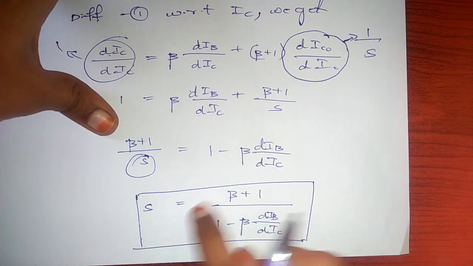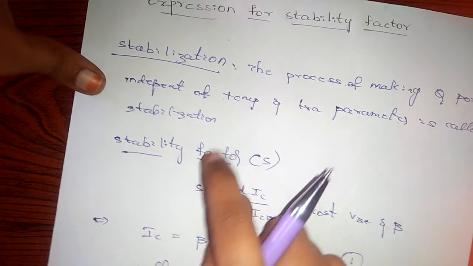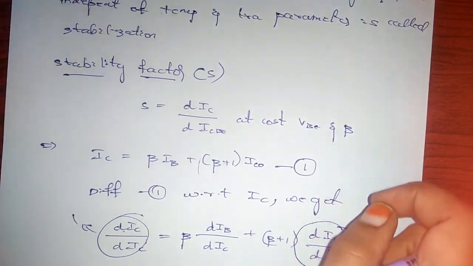Stability factor S is equal to beta plus 1 by 1 minus beta dIB by dIC. So this is about stabilization and stability factor, today's class.